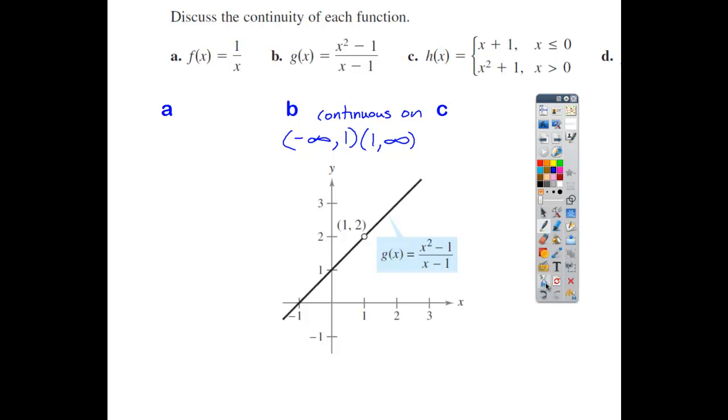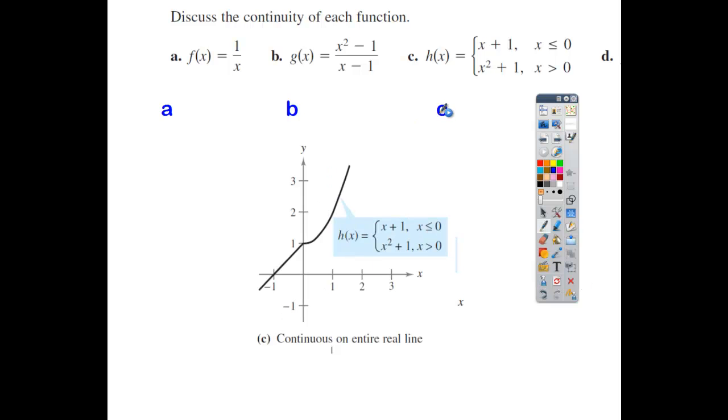All right, let's look at the third example. The third example, I have a piecewise function, and both of the pieces are continuous for all real numbers. So what I need to check is if they match at x is equal to 0. So I'm going to plug in 0 for x, and I get 1, and plug in 0 for x squared plus 1, and I'll also get 1. And so they do match, and the graph looks like this, and I'm going to be continuous from negative infinity to infinity. I can also write continuous on all real numbers.